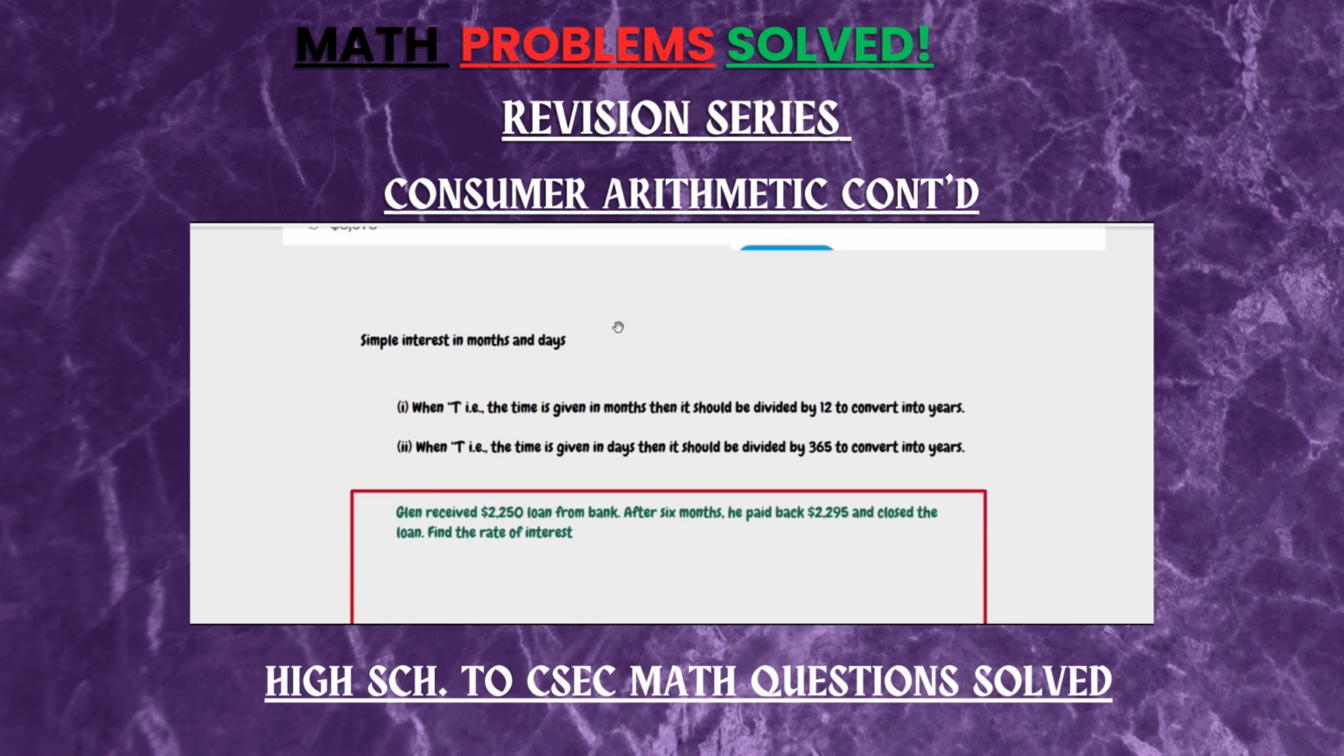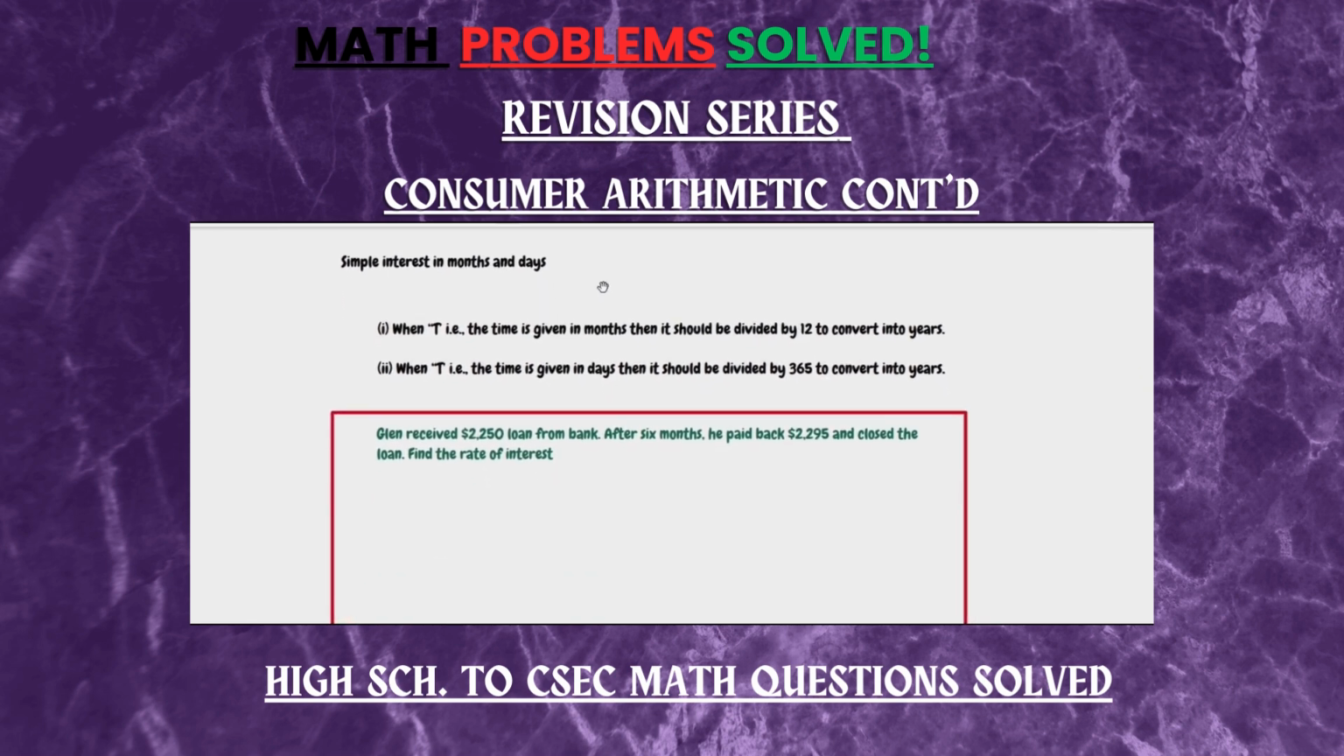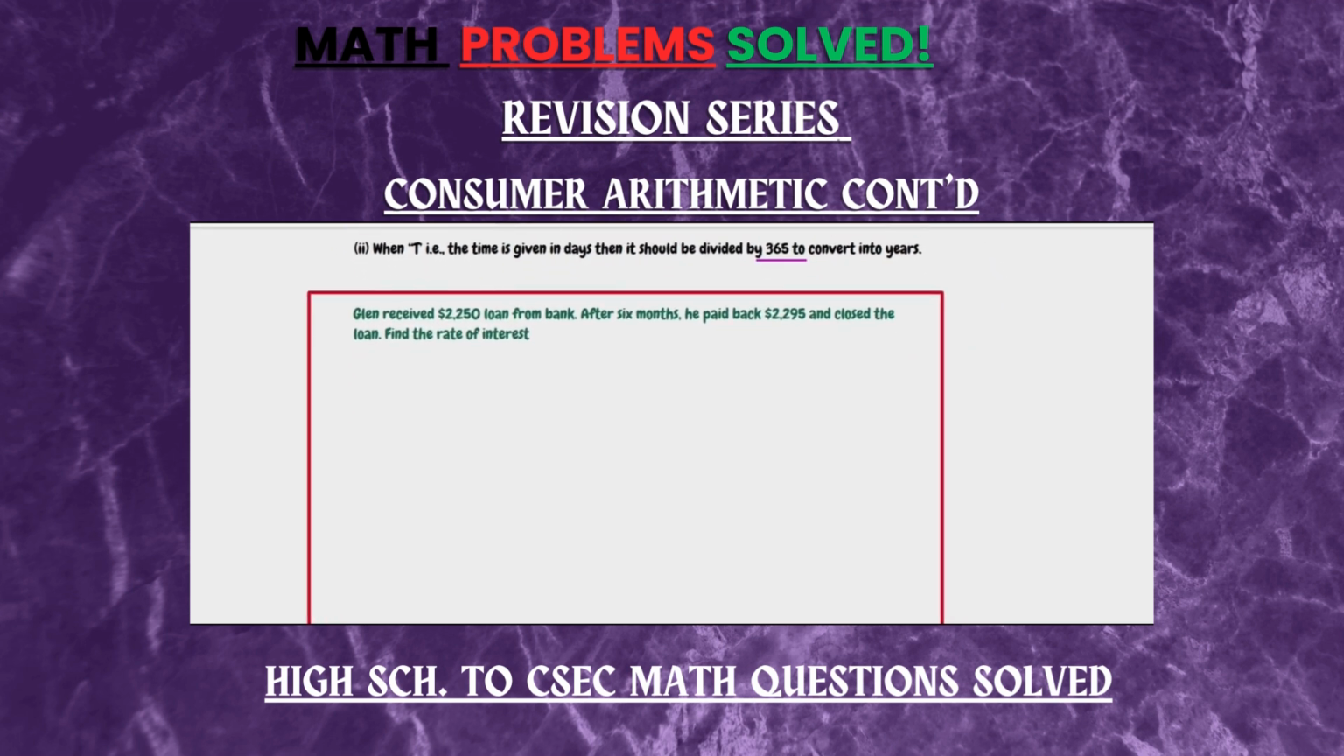Then we will try to solve a few questions when the time is given in months or in days. So we already discussed that when time is given in months, it should be divided by 12 to convert into years. And if it is given in days, you have to divide it by 365 to convert it into years. So here we can see a question. Glenn received a 2,250 loan from the bank. After 6 months, he paid back 2,225 and closed the loan. Find the rate of interest. Here we have to find the rate of interest R, right? So what is given to us?